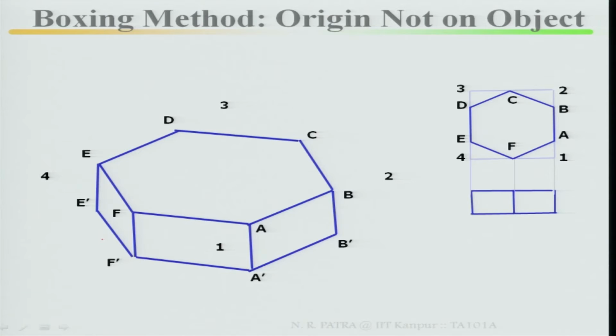This method is called the boxing method. Boxing method means make an isometric box first, finish it off at the top surface, then lay down the points in your depth directions. This is your example 1.